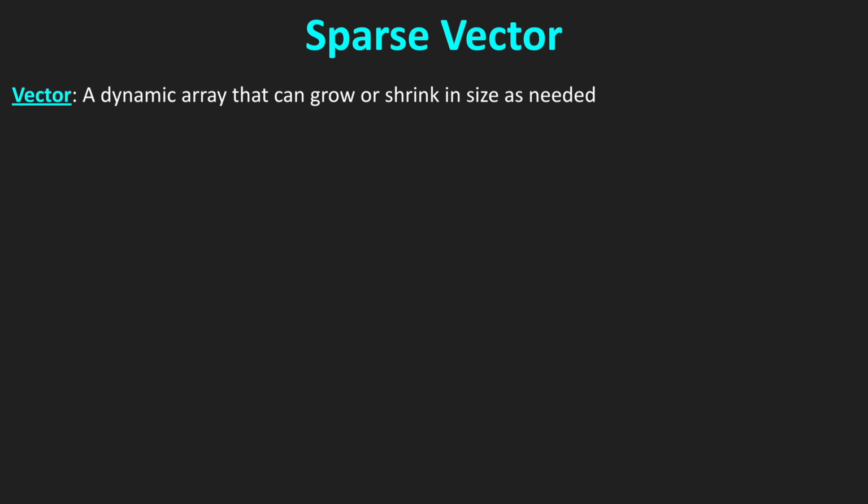Today we have a problem when we need to multiply two sparse vectors. So what is a vector? A vector is a dynamic array that can grow or shrink in size as needed.